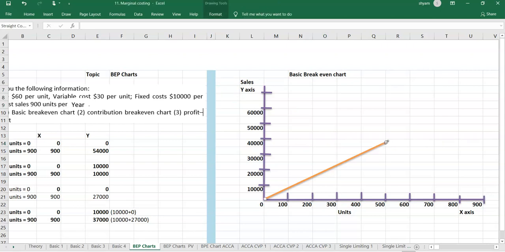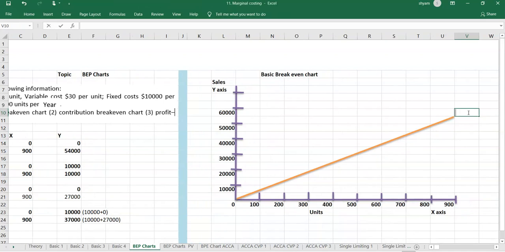Okay, so this is 50,000. This should be 55,000. So roughly we can draw up to this point. So this is your sales line. Okay, if you want, you can mark it as the sales line.